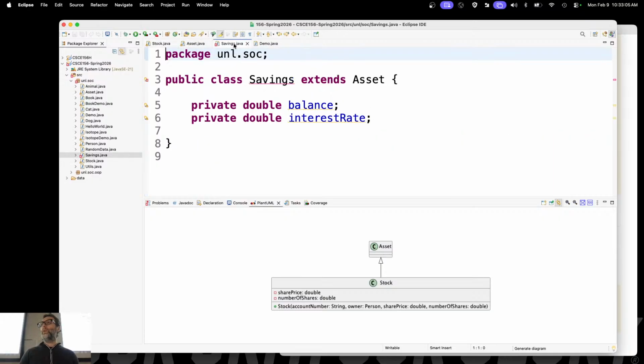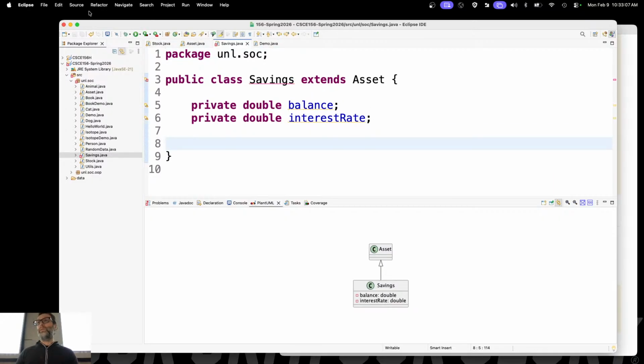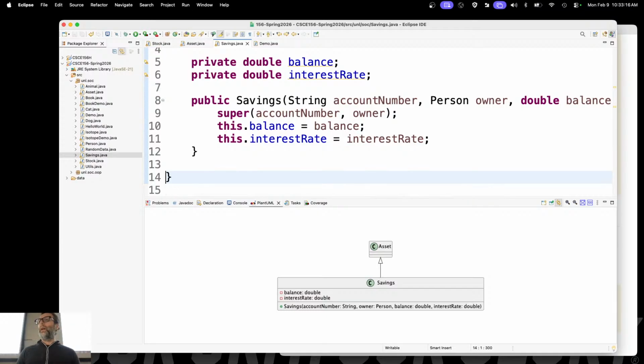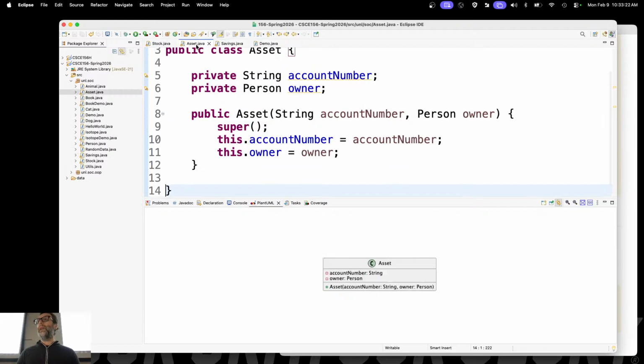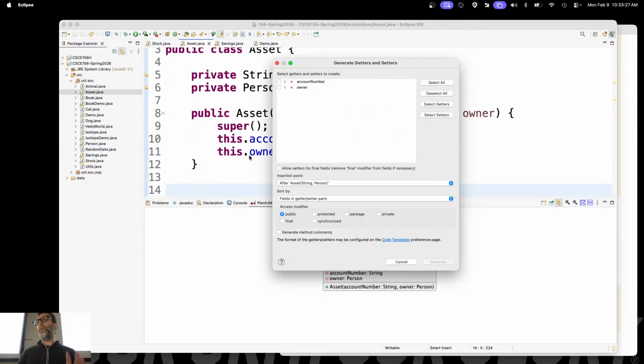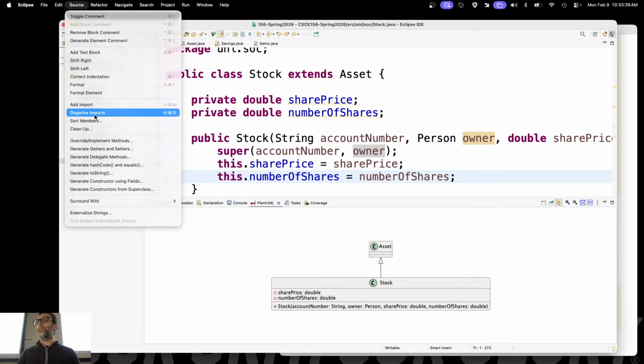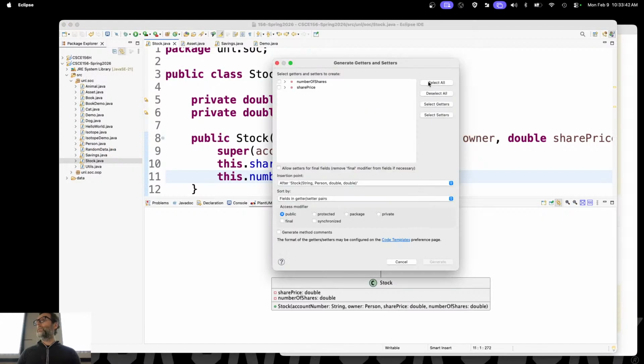We'll have to do the same thing over here in the savings account. Again, don't type, just go to source, generate a constructor using fields, and generate it. There we go. And reformat it. Now you also want to add in a bunch of getters and setters as usual. We'll start again at the asset class up here, and we'll go ahead and add the getters. Again, prefer only getters because you prefer immutable objects. Let's go ahead and generate the getters, get owner and get account number. And then we can do the same in the subclasses over here. Generate getters, just the getters, and we're done.